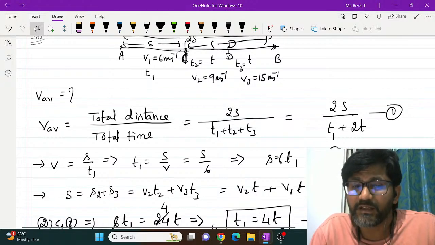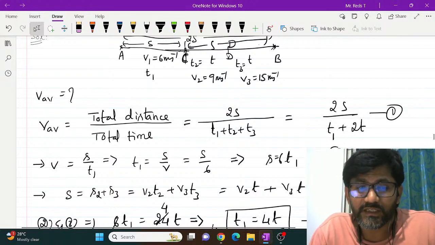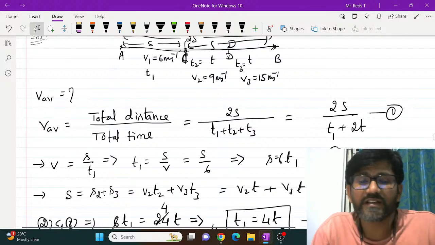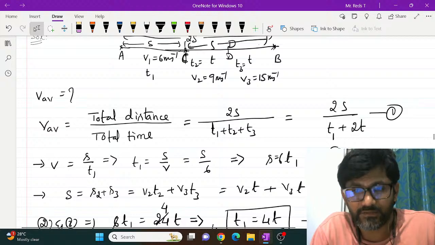Now t1, to get here, we have used the definition of speed equal to distance by time. For the first half, the distance is s, so t1 is equal to s by speed v. V is given as 6. So from this we can write s is equal to 6 t1, equation 2.